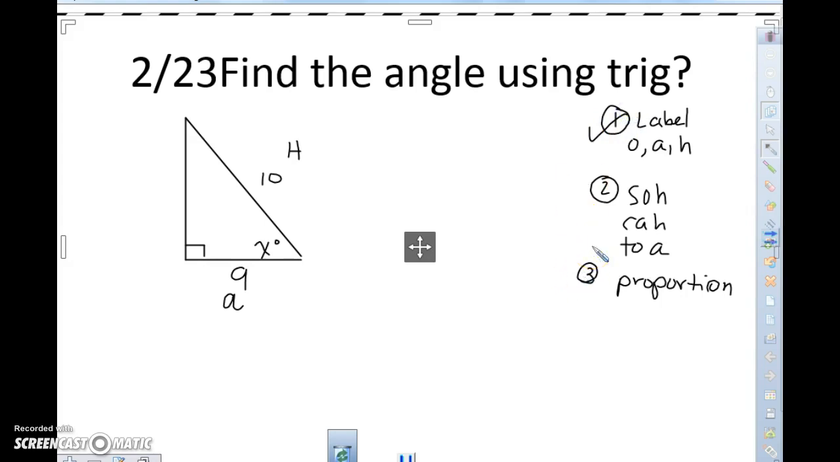Same thing as yesterday. And then we need to choose a trig function. So a and h together, cosine. And then we write our proportion. Okay. So the cosine of x degrees is equal to 9, the adjacent side, over the hypotenuse 10. Okay, so up to this point, it's exactly the same as what you did yesterday. The solving part is what's different.